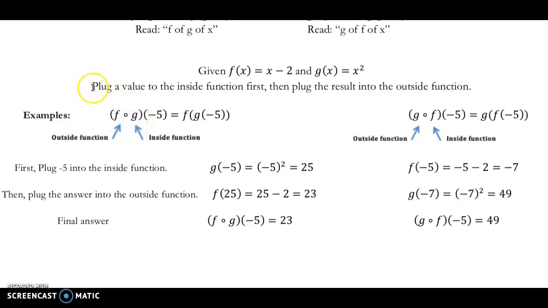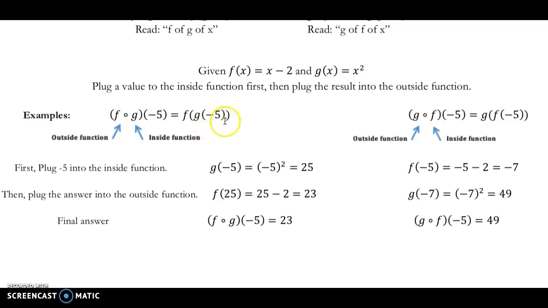So if you reread this part, it says plug a value into the inside function first. So looking here, this will always be your inside function. This one will be your outside function. Another easier way that you might remember that is using this format. That way you can actually see that g is on the inside. So the way that you evaluate these is from the inside out. So whatever is in parentheses, you always deal with first.